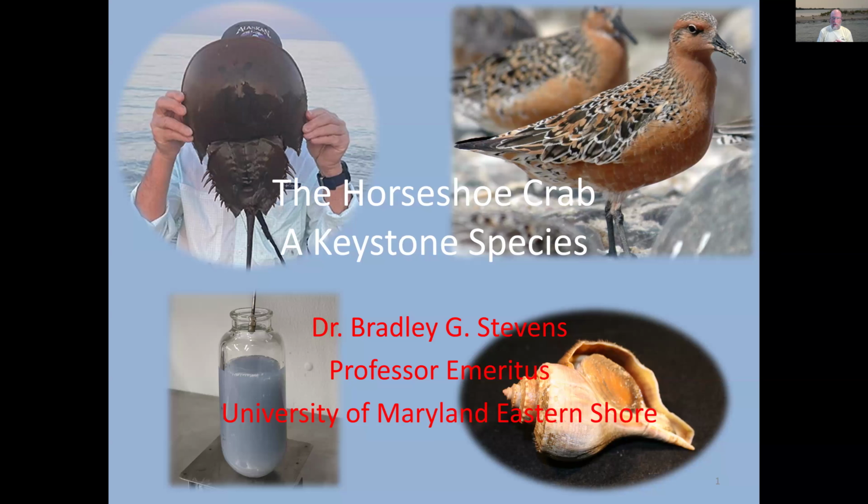The horseshoe crab, a keystone species. The term keystone species is an ecological term that defines a species that sort of holds an ecosystem together. And while horseshoe crabs don't actually do that, they are a keystone in a socio-ecological system that involves all these things in this picture: the crab, the birds, the conch shell, and the blood. That's all part of this system.